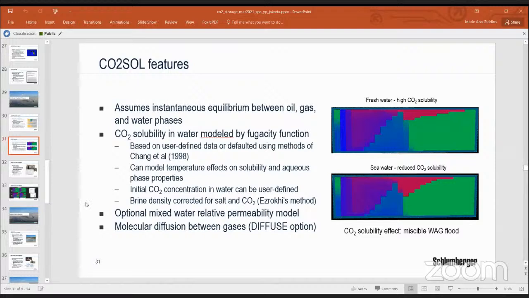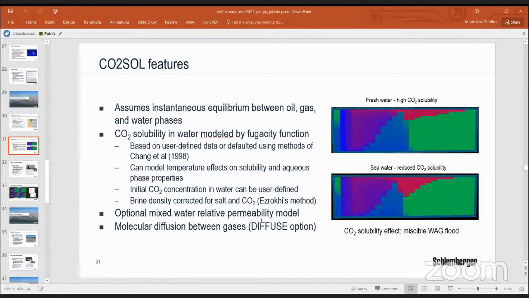Some of the features of CO2SOL: it assumes instantaneous equilibrium between the oil, gas and water phases, and you can model CO2 solubility by a fugacity function. It has an optional water relative permeability model where you can look at the impact of having mixed components in the water, and you can model molecular diffusion between gases.